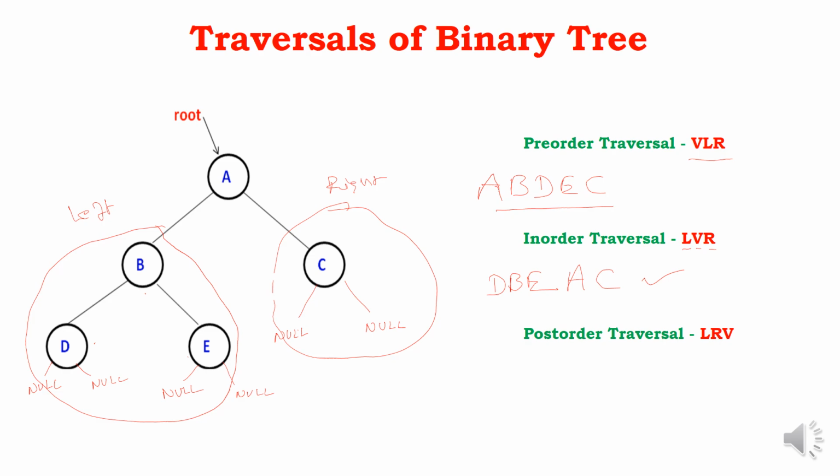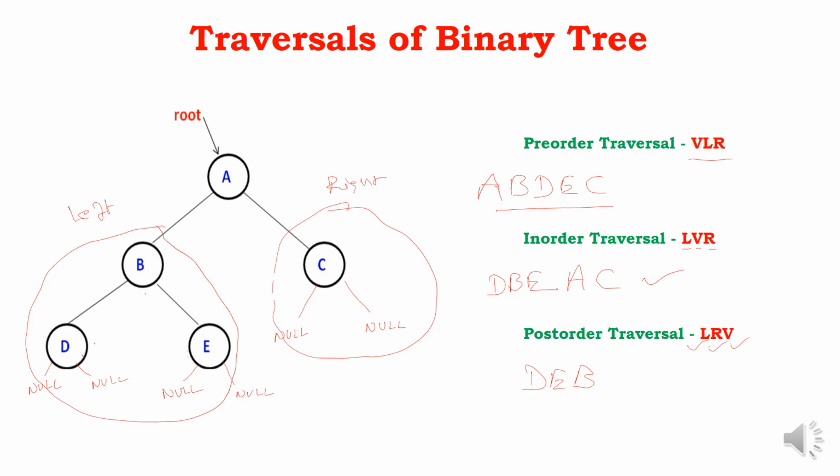Then post order. Post order means L R V. Traverse left subtree in post order, traverse right subtree in post order, then visit root node. Here there is a root, left subtree, right subtree. So traverse left subtree in post order. Post order means left, right, root. D, E, B.